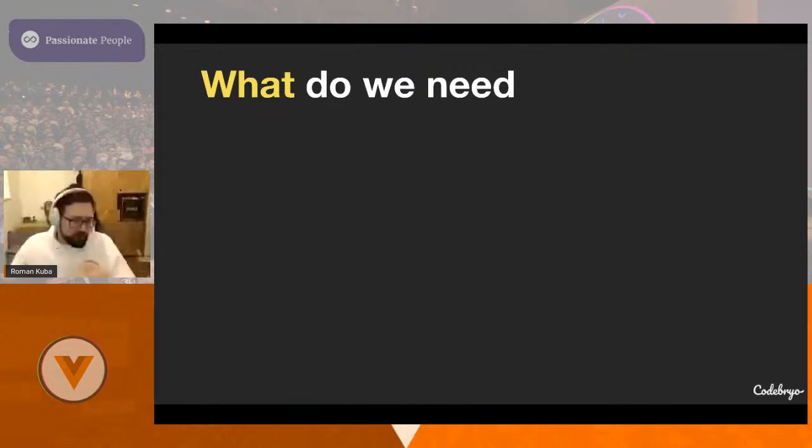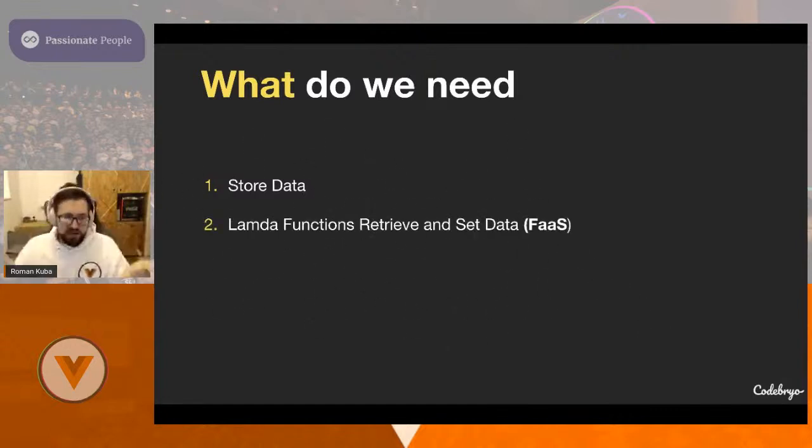So I try to break it down into what we need. One part is we need a way to store the data. It can be any kind of database, but we need a way to store the current number of claps. The next one is we need some kind of functions, ideally Lambda functions, to retrieve and set data. This is often referred to as functions as a service.